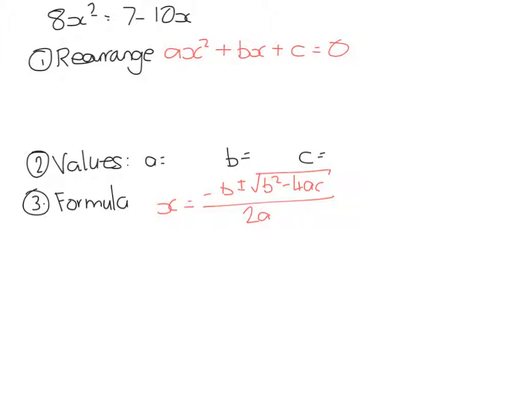Right, so now it's time for you to try one. The example is 8x squared equals 7 minus 10x. So first of all, you're going to rearrange it into the form ax squared plus bx plus c. Then you need to find the values for a, b and c, watch out for negatives there, and then sub it into the formula. Pause the video now and then have a go at it yourself.